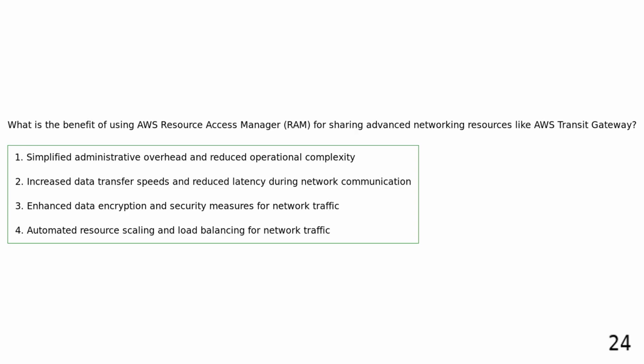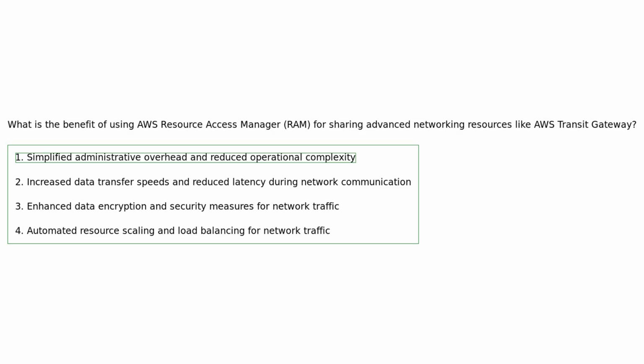What is the benefit of using AWS Resource Access Manager for sharing advanced networking resources like AWS Transit Gateway? Simplified administrative overhead and reduced operational complexity. Increased data transfer speeds and reduced latency during network communication. Enhanced data encryption and security measures for network traffic. Automated resource scaling and load balancing for network traffic.